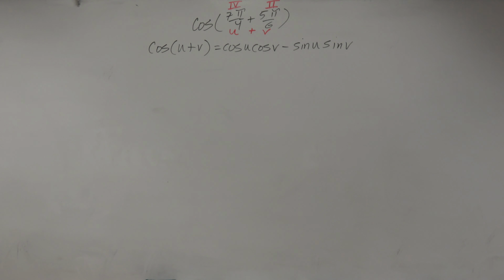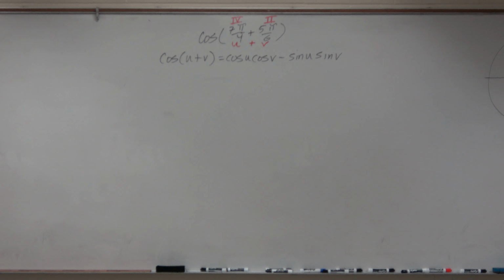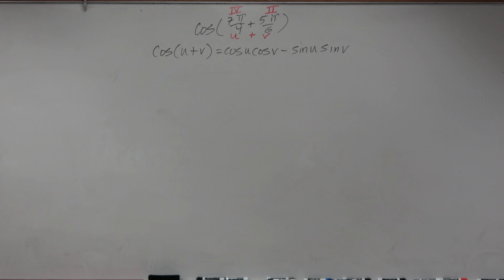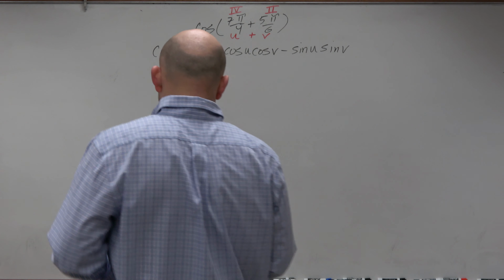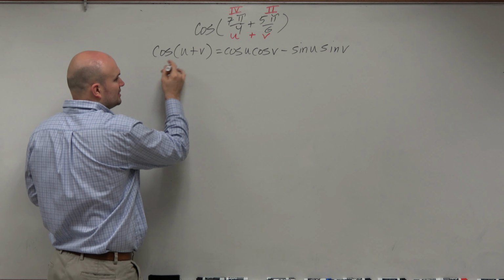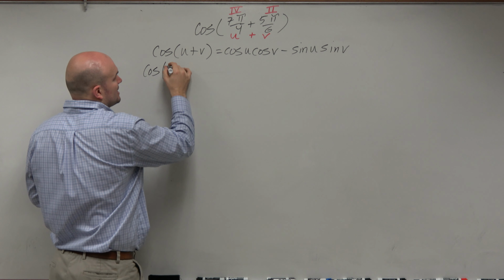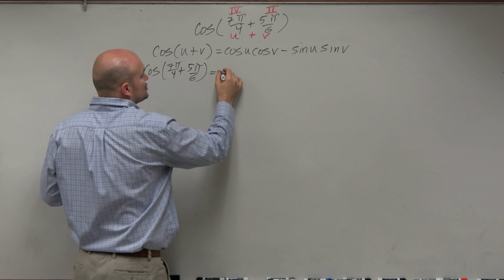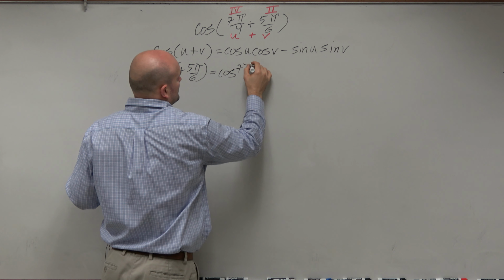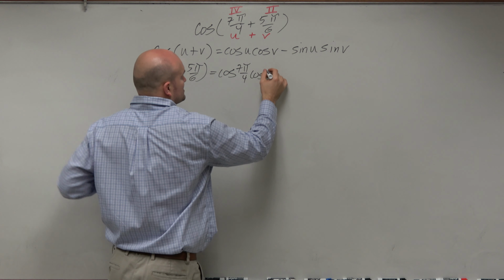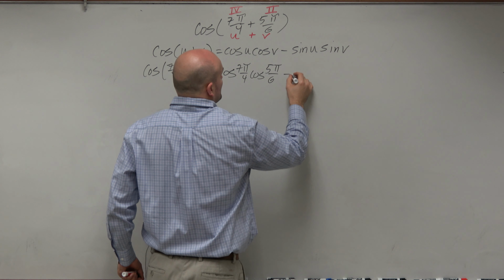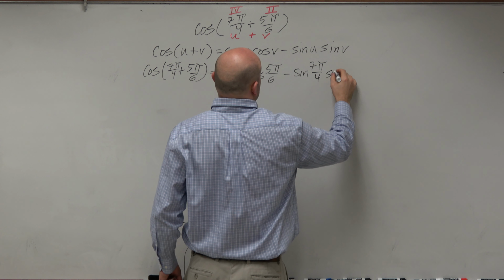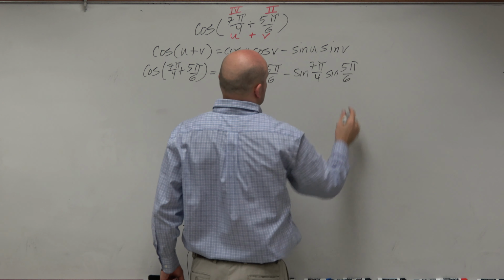So now what we're basically going to do, the step that I wanted you guys to show me, is now let's go ahead and plug these in. The first step, you don't need to show this, but the first step would be to rewrite this. Do not evaluate it. Well, let's show the work. Cosine of u is 7 pi over 4 times cosine of v, which is 5 pi over 6, minus the sine of 7 pi over 4 times the sine of v, which is 5 pi over 6.